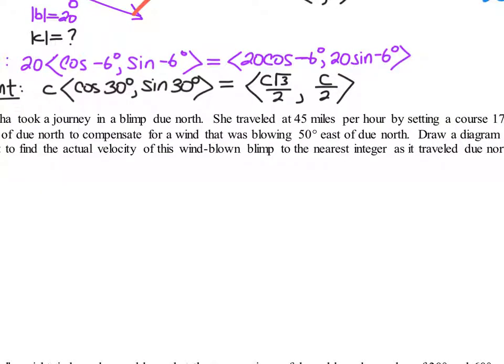So it ended up going due north, but she had to aim it 17 degrees west of due north. So let me establish what due north might look like. So she's shooting off at 17 degrees west of that. So I'll make this little angle here 17 degrees. And she's doing that at a rate of 45 miles an hour. So I'm going to let t be Tabitha's vector, but the magnitude of t would be 45.